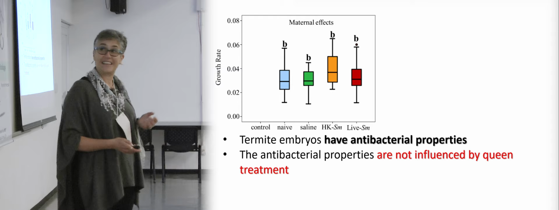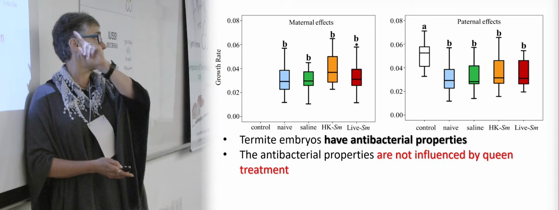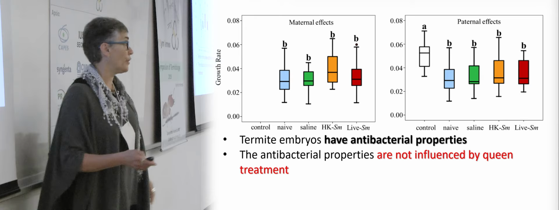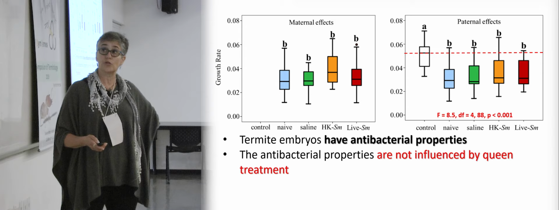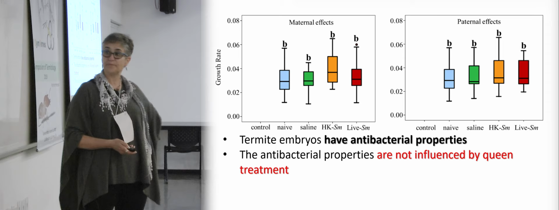I'm just going to show you the paternal effects, just to show you exactly the same result. So when females were naive and the fathers, the kings, were treated, this is that. And so you can see almost a mirroring of the same pattern. Again, very significant against the controls, but when you get rid of the controls and you only compare those treatments, the eggs of naive females paired with males that were treated differently were also not more antibacterial. So that was a bummer.